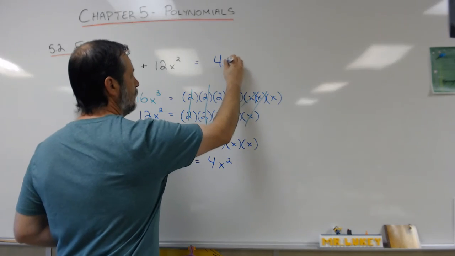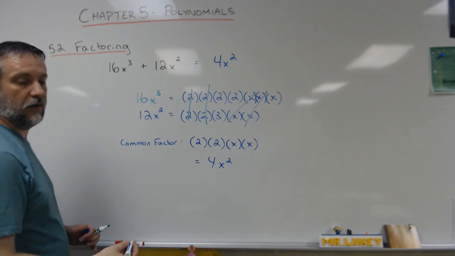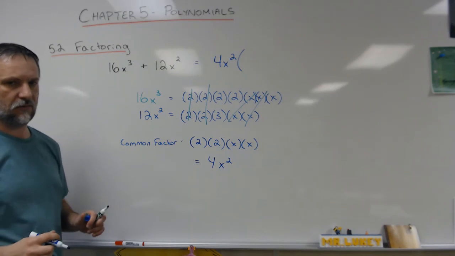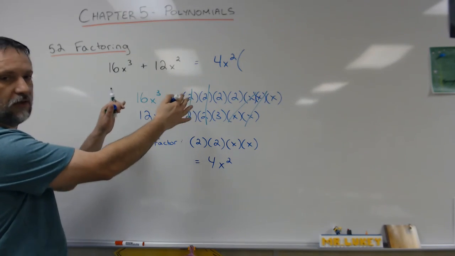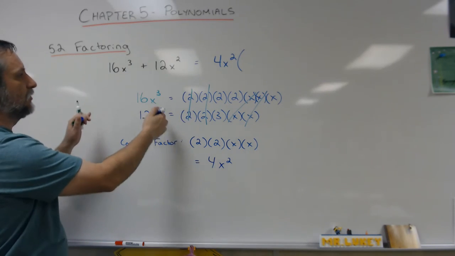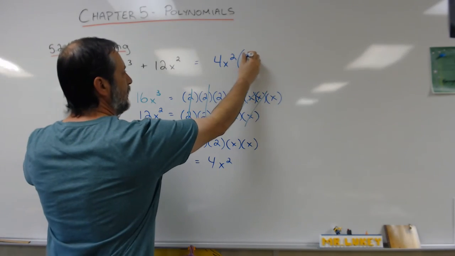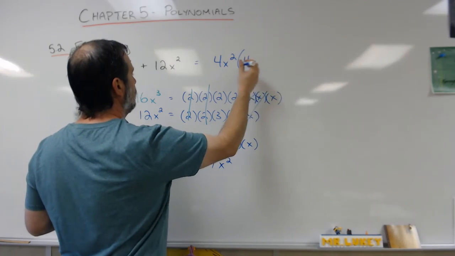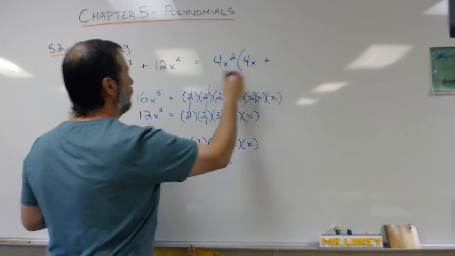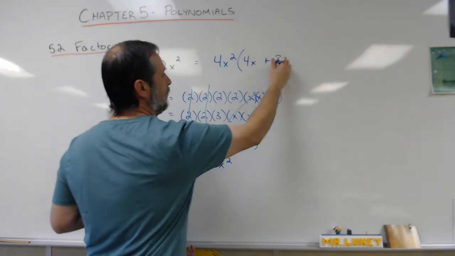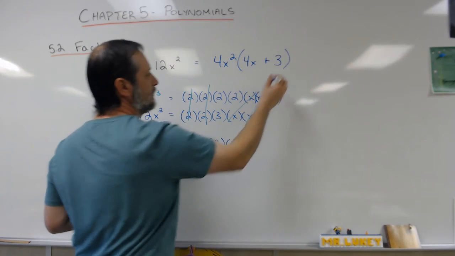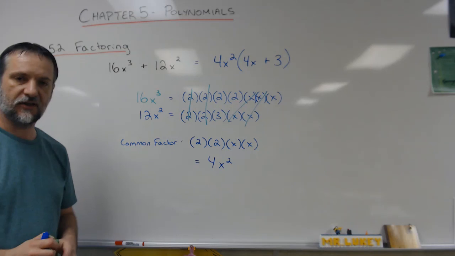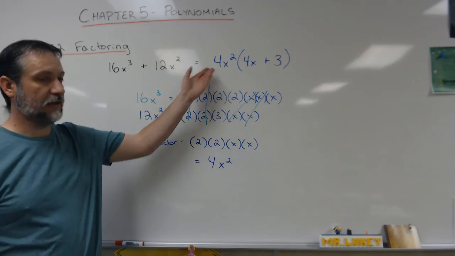I'm going to need to divide 4x squared out of there. So 4x squared, and this is the way I do this using my head: how do I take the 4x squared, my greatest common factor, and get back to the original? 4 times 4 would give me back 16. X squared times x would give me back x cubed. And 4 times 3 would get me back to 12. And I don't need an x because I got both of those there. So 4x squared times 4x plus 3. And I have successfully factored this problem.